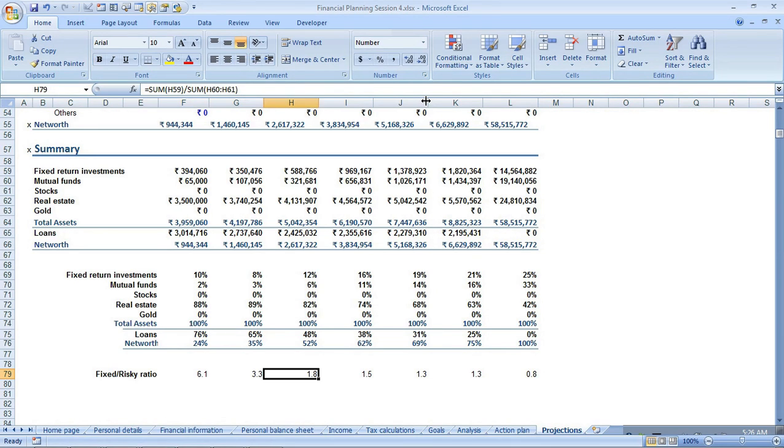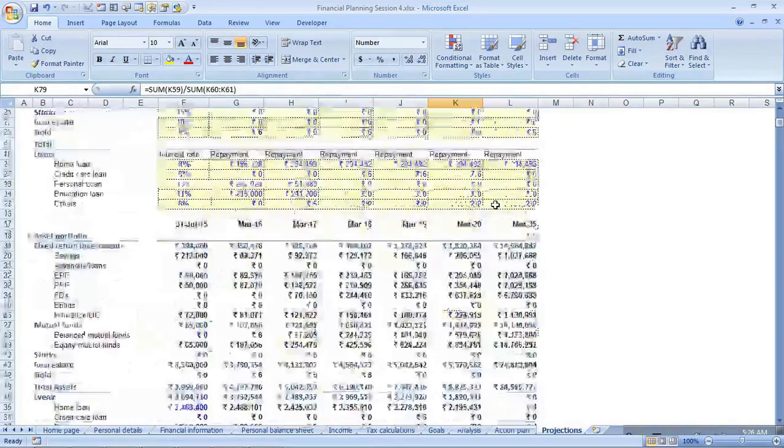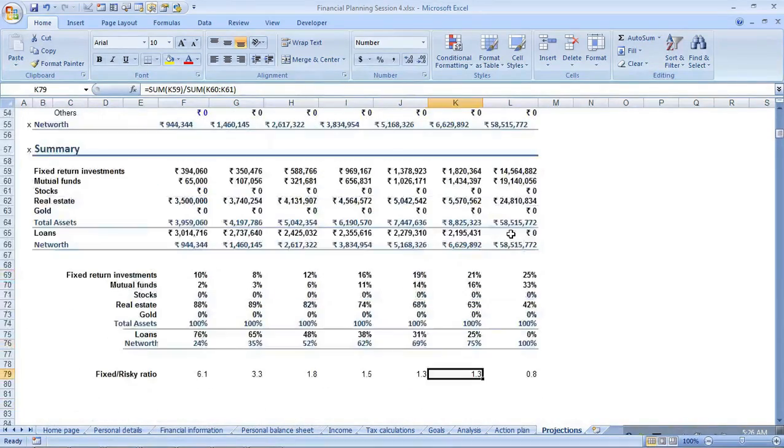Over time, what we are seeing is the investments in stocks and equity increase, and then they are increasing and matching up the FDs. Basically, the investments in equities are growing at a much faster pace, to catch up with the fixed return investments. So by 2020, his portfolio would have around equal amount of fixed return investments and risky investments.